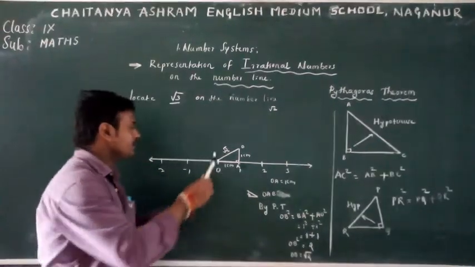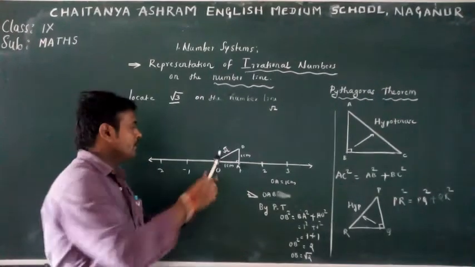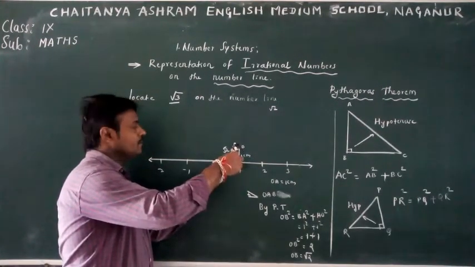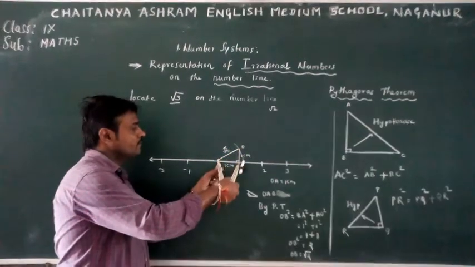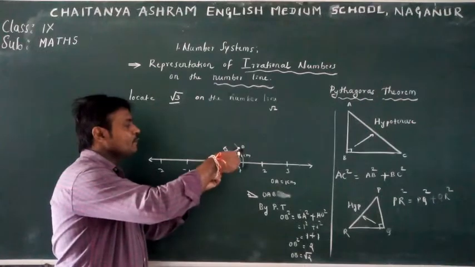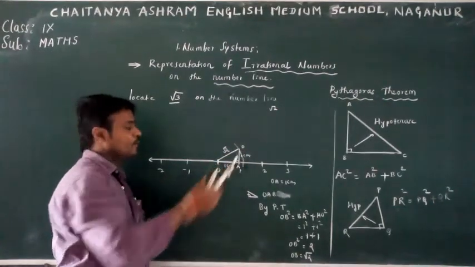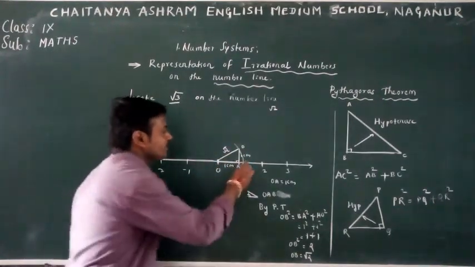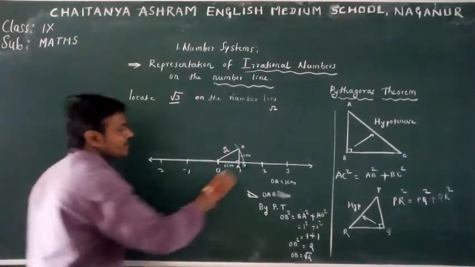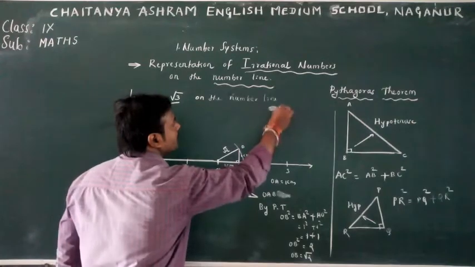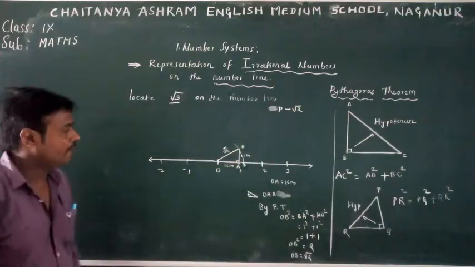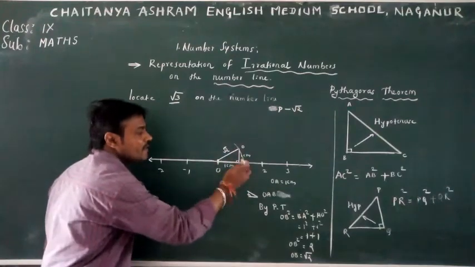Take a scale and compass, take OA as center and OB as radius, and draw an arc. Yes, this length is the same as this length. This is root 2, which means this length is also root 2. Take this point as P. Now P represents root 2 on the number line, more than 1 and less than 2.